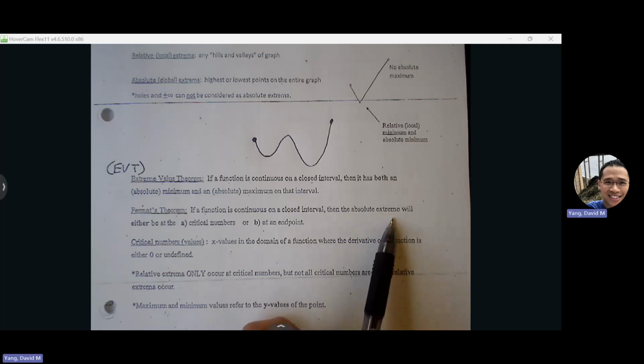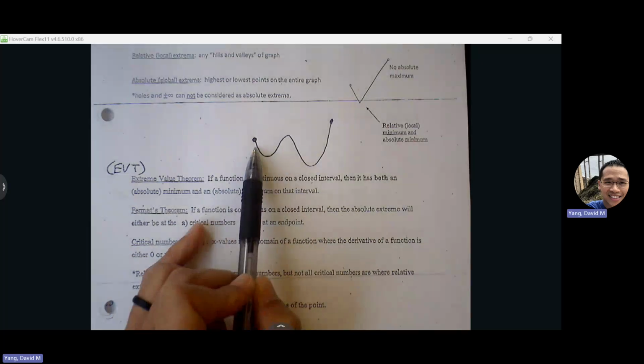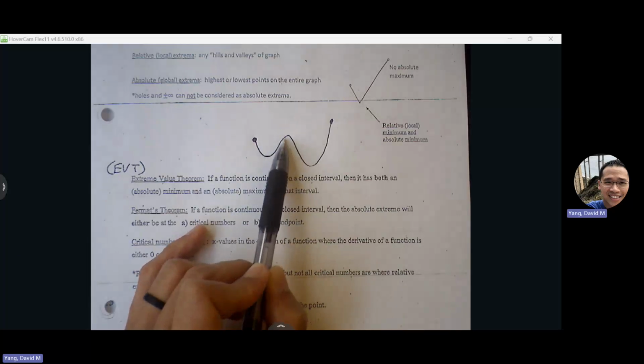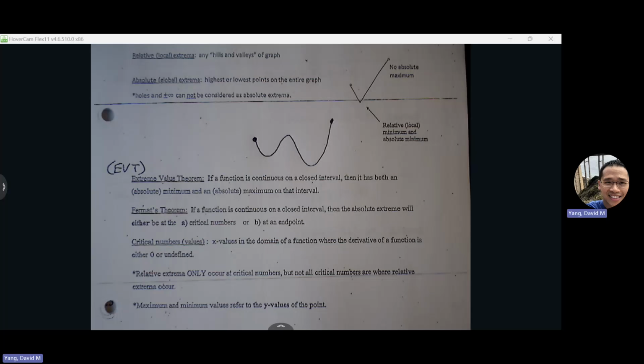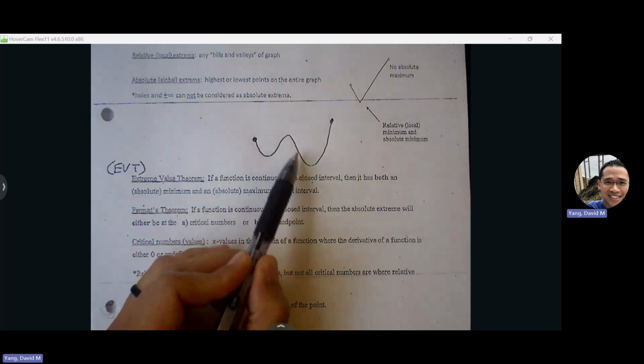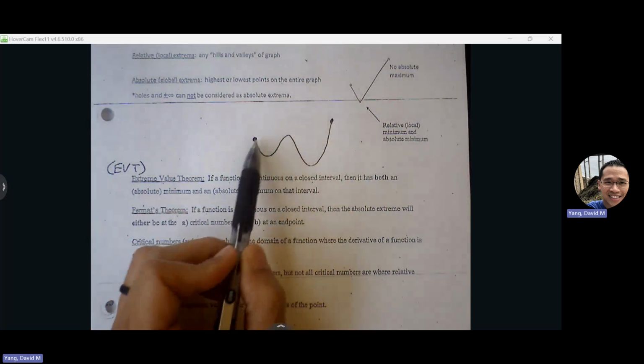If a function is continuous on the closed interval, then the absolute maximum or minimum will either be at a critical number or at an endpoint. A critical number is basically where the slope is 0. So even without looking at the graph, as long as we know that the graph is connected and there are defined endpoints, then we only have to consider where the slope is 0 and where there are endpoints.